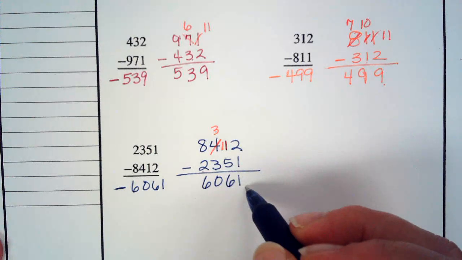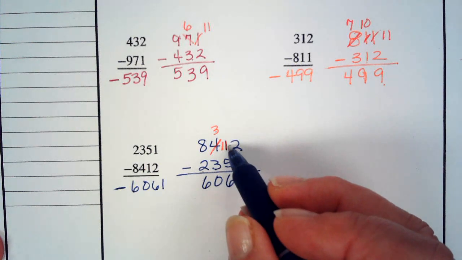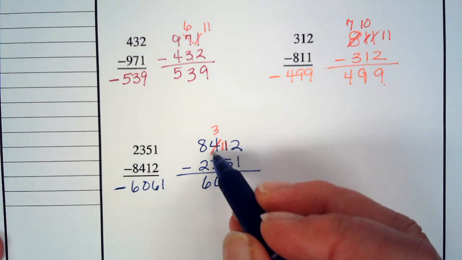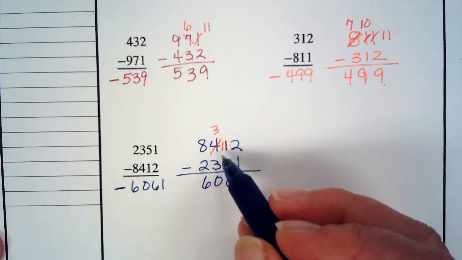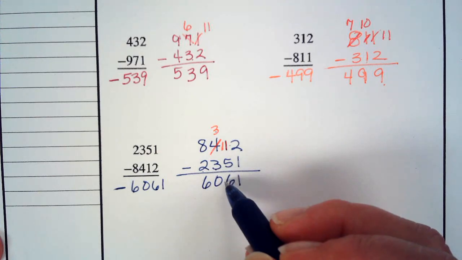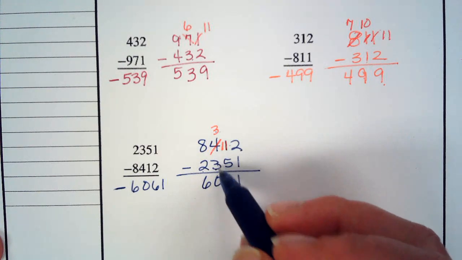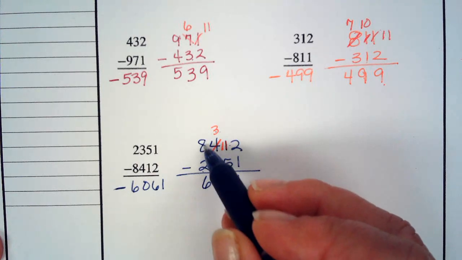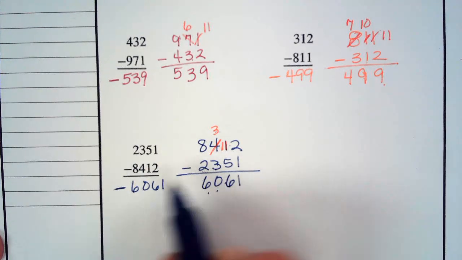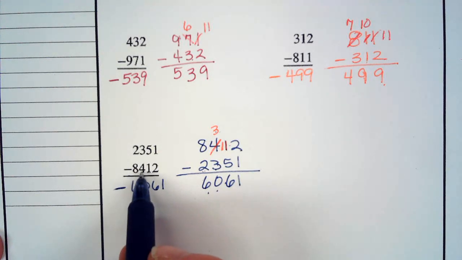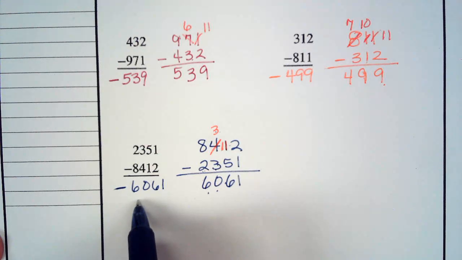Dos menos uno es uno. No puede uno menos cinco. Entonces, borrow. Aquí, 4 estará 3. 11 menos 5 es 6. 3 menos 3, 0. 8 menos 2, 6. Porque 8,000 es más grande que 2,000, este número es negativo.